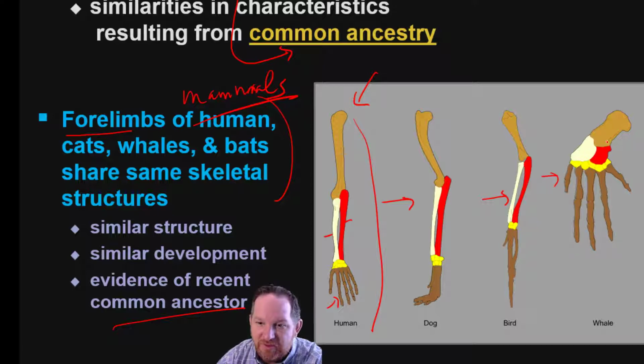What? Whales? Mammals? Yeah, right? They have very similar structure, very similar homology. And this is because we all evolved from, at some point, a common ancestor. And when we say recent common ancestor, you understand that's all relative. Yeah, right? It's more recent. It's a long time ago, right? But it's more recent than, say, the ancestor that we share with an insect, for example.